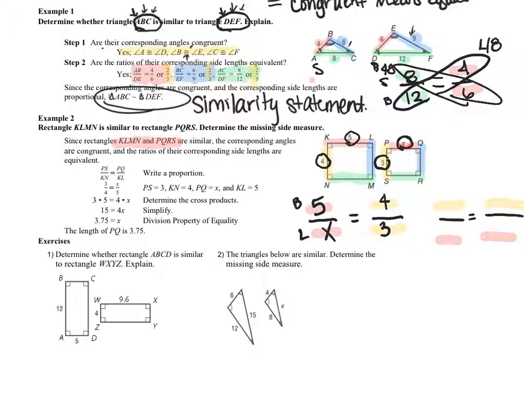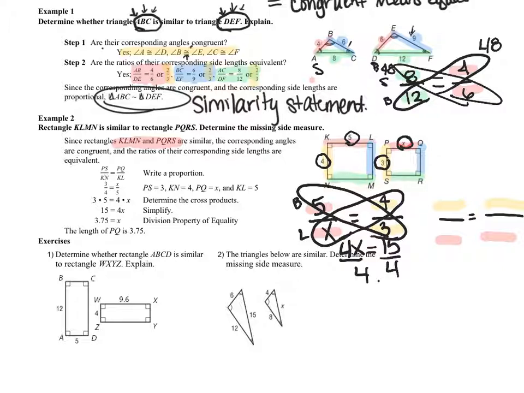Okay, so I can't scale up or scale down, so I'm going to cross multiply. So 4 times X is 4X. 3 times 5 is 15. Then I divide both sides by 4. And I'm going to get X equals 3.75. Okay, so that would be this missing value right here. So I solved it one way.